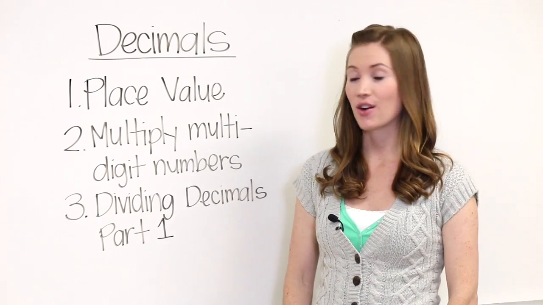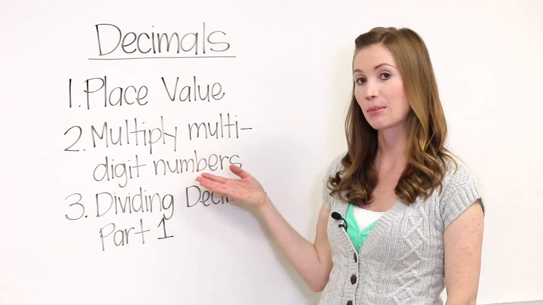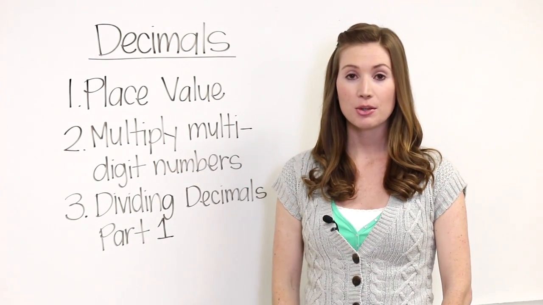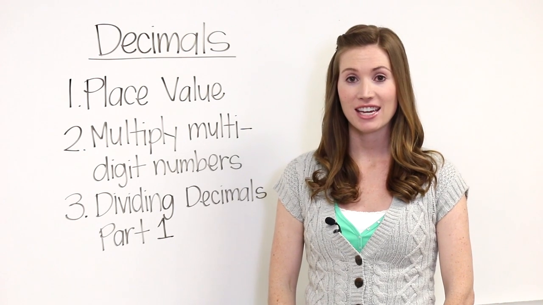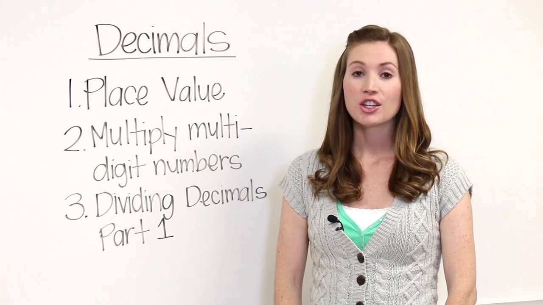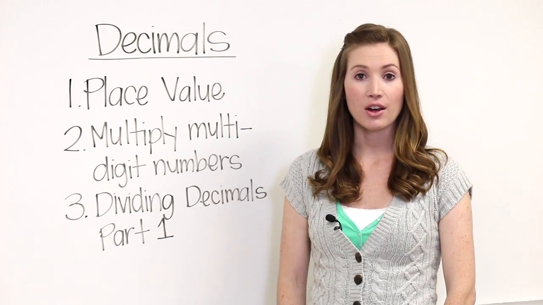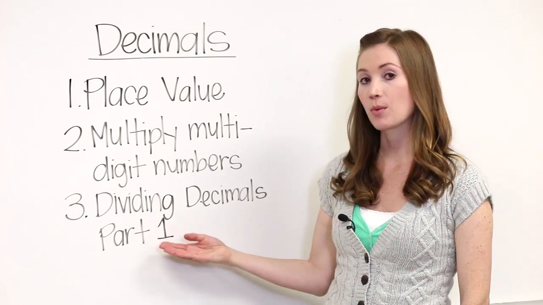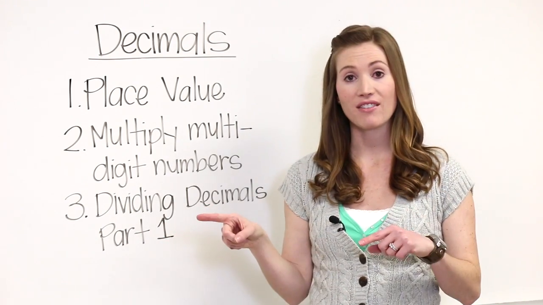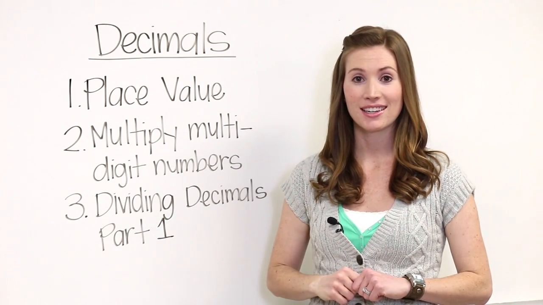You also need to know how to multiply multi-digit numbers. For example, you should be able to multiply 45 and 15. You also should be familiar with dividing decimals. If you haven't already viewed Dividing Decimals Part 1, please go back and view that video before watching this one. Let's get started.